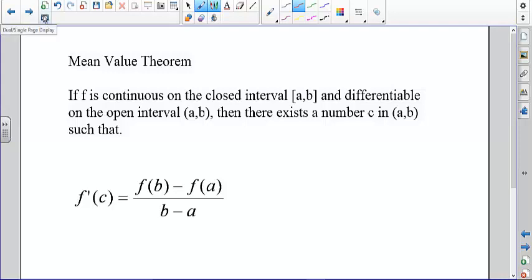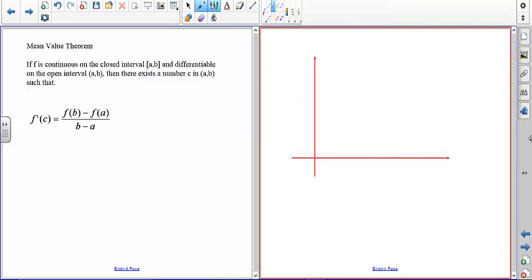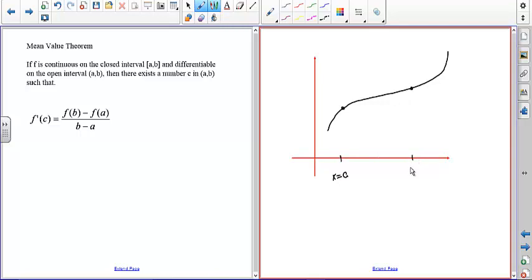Okay, so let's go back 2 pages. We'll add a page. It's pretty much the same as the last drawing, except the values of the function don't have to be the same at the beginning and the end of the interval. So here's my curve. Let's say it looks like this, and I'll pick that as my starting point and this as the end point. This is x equals a, this is x equals b. Notice it's a continuous function. It's also differentiable.